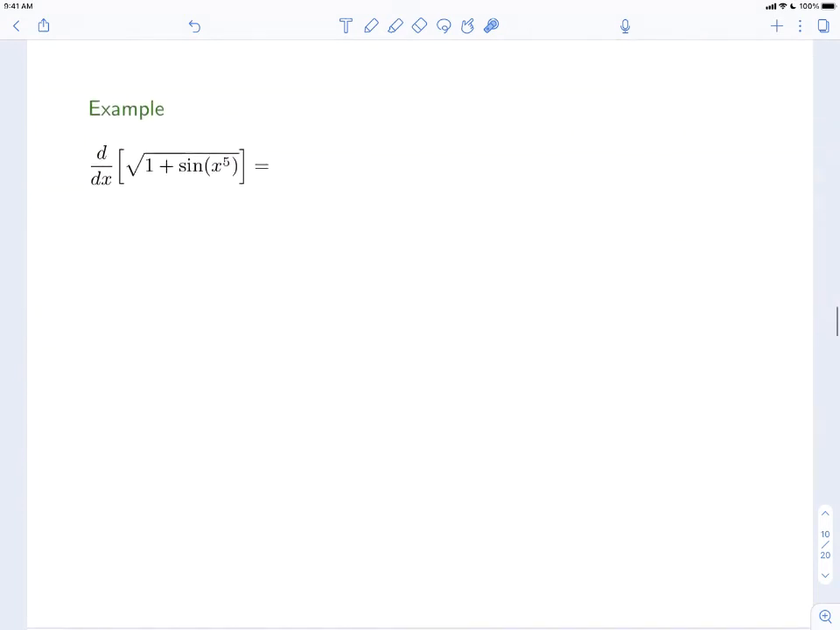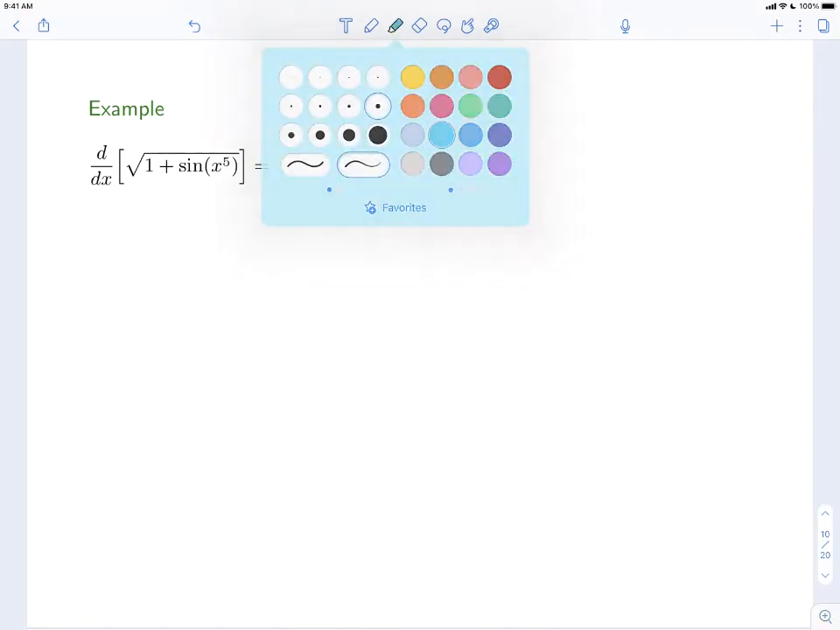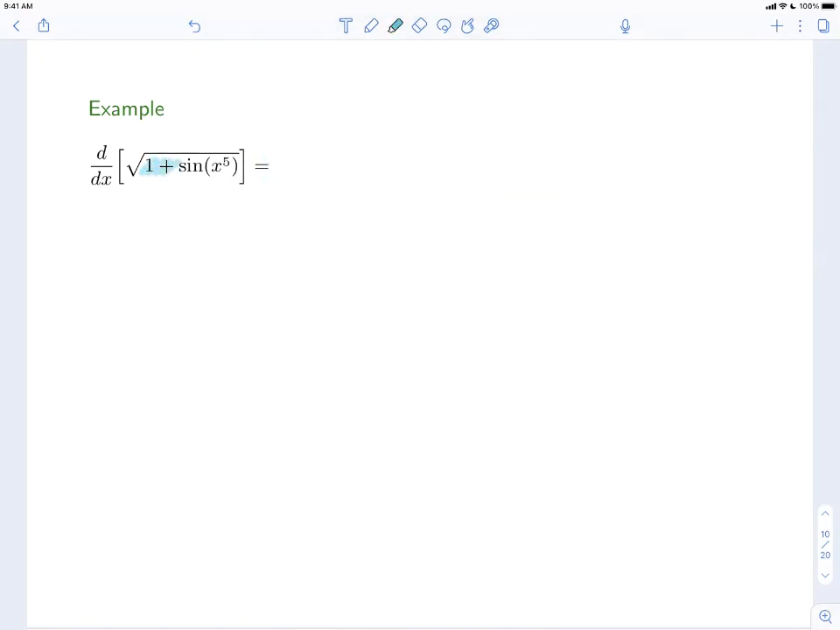Let's look at another example. Now, this example is a little bit more intricate because we have a composition of a composition. So we have our inside function is 1 plus sine of x to the 5, but notice that sine of x to the 5 is also a composition. But let's not think of that right now. Let's just ask ourselves, what is the inside function? And the inside function at this point is 1 plus sine of x to the 5.